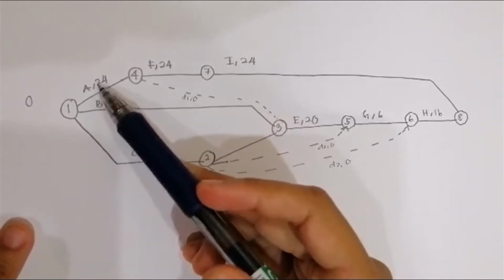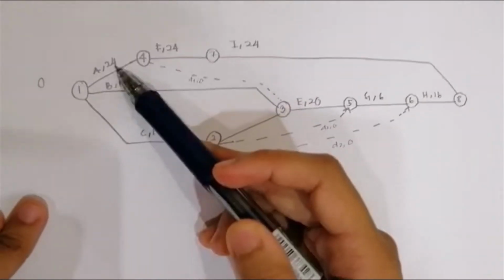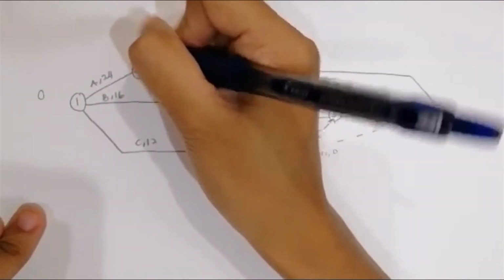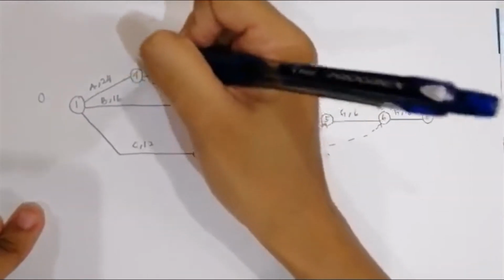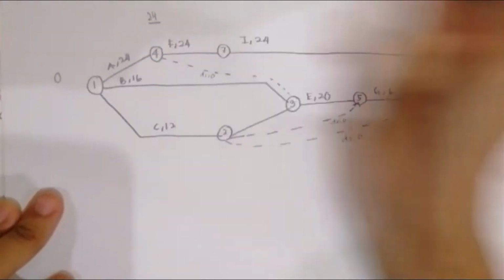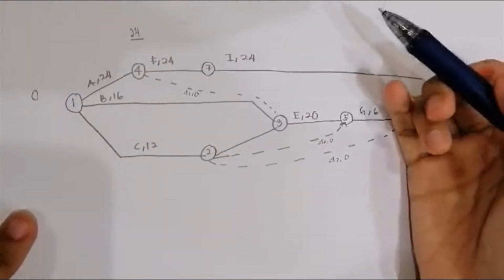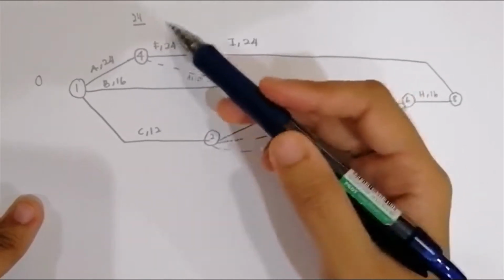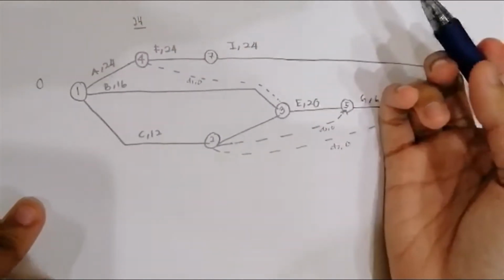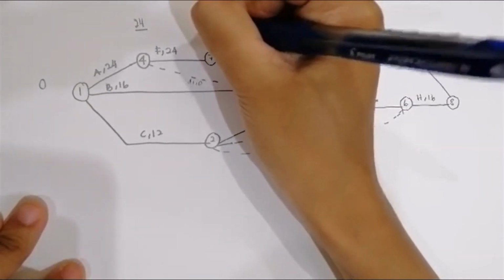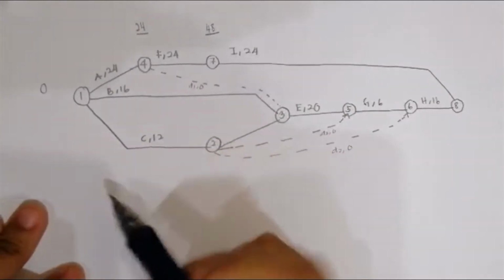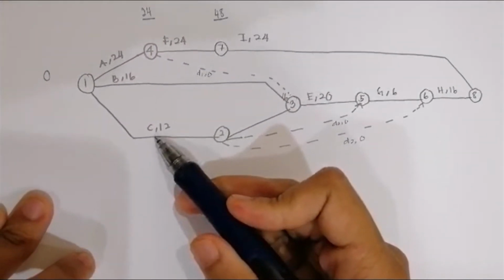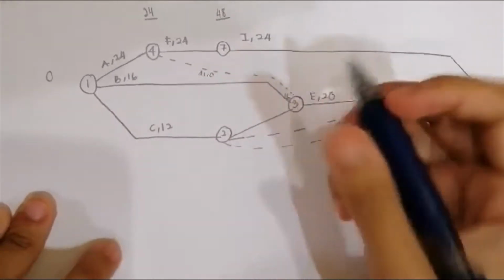Okay, next we have to look at A, the duration is 24. So to calculate the EET, we have to add the number, which is 24 plus 0 equals 24. So we put 24 on the top of number 4. Okay, next we have to calculate EET, where we just have to add 24 plus 24 equal to 48. Okay, next for B, 16, just put here. And for C, 12 plus 0 equal to 12.